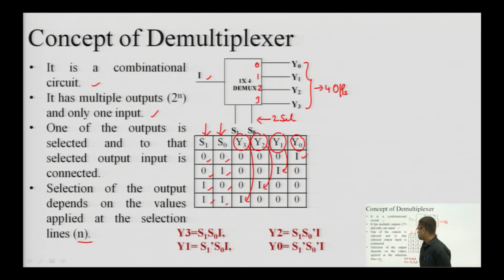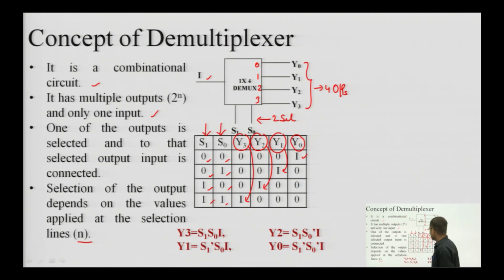Okay. But we have to ensure that the input must be high, so that we are able to recognize that the selection has been done appropriately, because the rest of the outputs are already low. If I is also equal to 0, then all the outputs will be 0, and in that case it will not clearly show which particular output is getting selected for that particular select line value. So, we have to ensure that I is equal to 1.